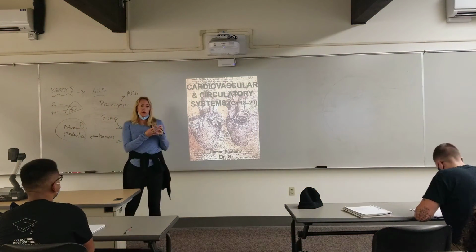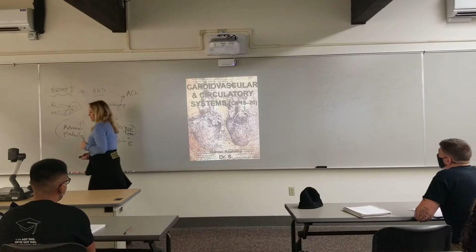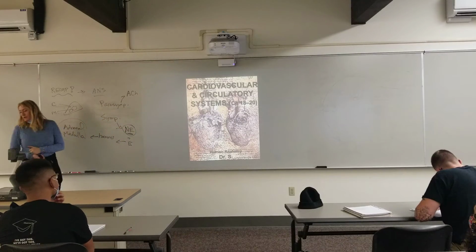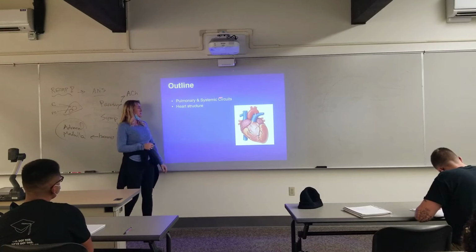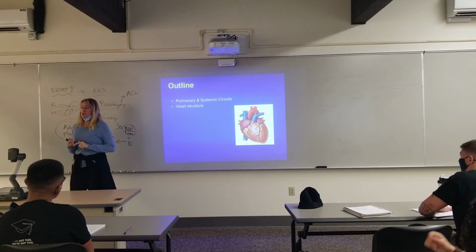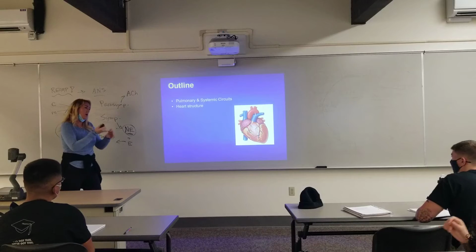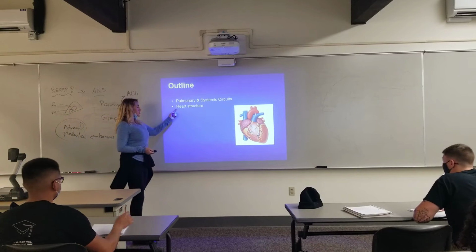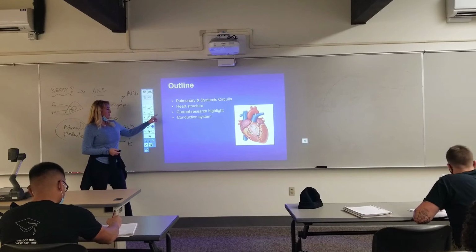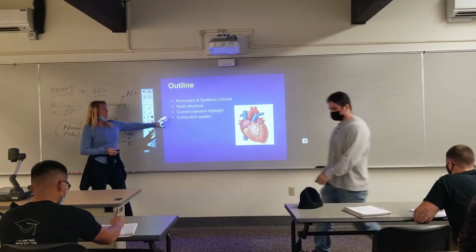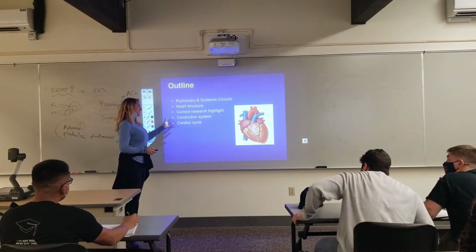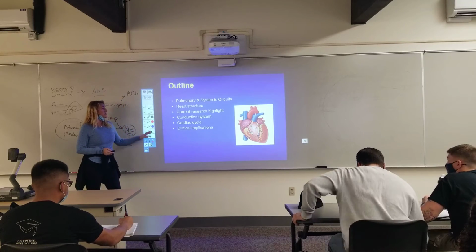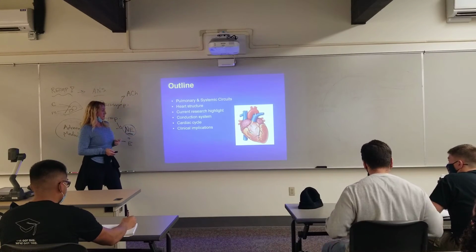We looked at the cochlea under the microscope, we looked at the ear model, but we're gonna now dissect the heart. So what I'll talk about is the pulmonary and systemic circuits. This is cardiovascular and circulatory system, all one: heart, blood, and blood vessels. Heart structure itself, okay? Current research, a little bit of that. Conduction system, so how the heart is able to pump. Cardiac cycle, how it's able to pump blood, okay? And then some clinical implications and disease and outcomes of the heart.